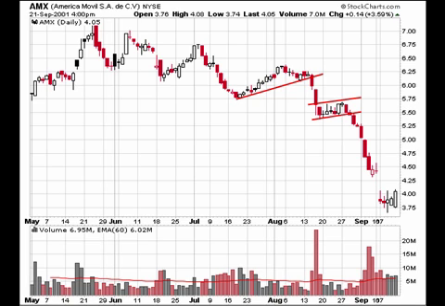Here's AMX. The stock had made a series of lower highs and lower lows before trading into a small bearish flag. Notice how volume was well below average within the pattern and when the stock broke down, but then ramped up as the stock continued to fall. This is a good example of a delayed volume surge.